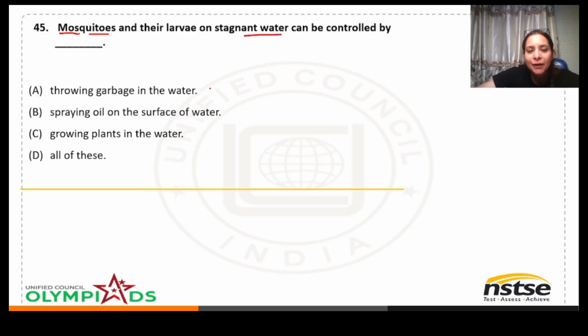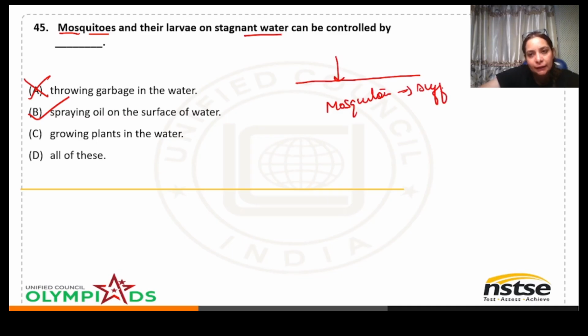So if you throw garbage, do you think that they will stop multiplying? No. Spraying oil on the surface of water? Yes, it will. Because if you spill oil on the surface of water, oil will form a layer and it will not allow air to pass through, and the mosquitoes will feel suffocated, and hence it can be controlled. Growing plants? No. All of these? No. So which one is the correct answer, students? Option B is the correct answer. By spraying oil, we can control it.